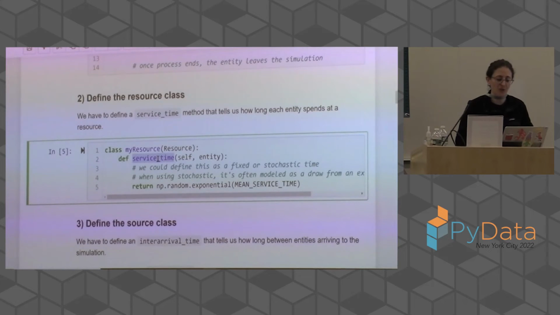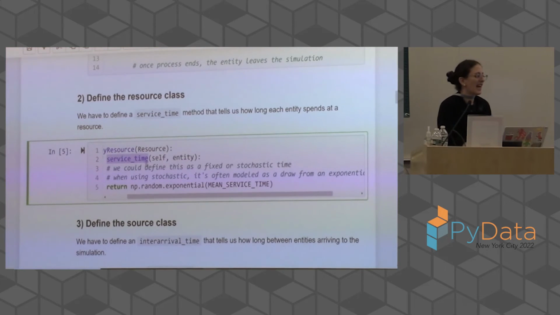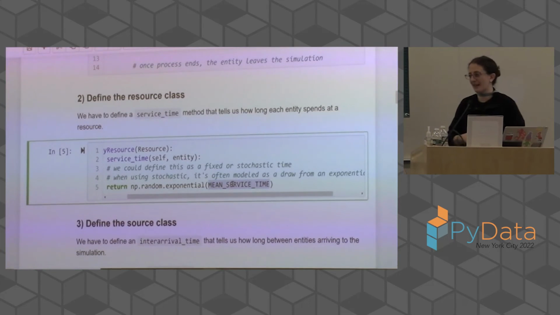But within my resource, the minimum that we have to define is the service time. I said we could define this as fixed or stochastic, and if we're using stochastic, we'll often draw from an exponential. So our good friend NumPy is going to give us a draw from the exponential, and then the lambda is going to be that mean service time, which, as it's in all caps, reminds us that it was a constant we defined at the beginning of the simulation.